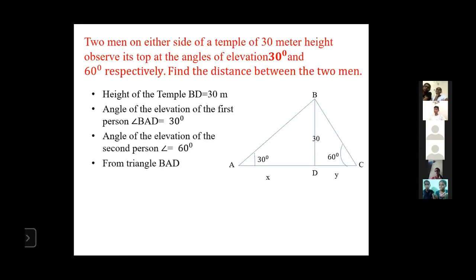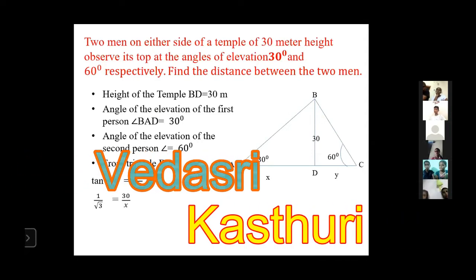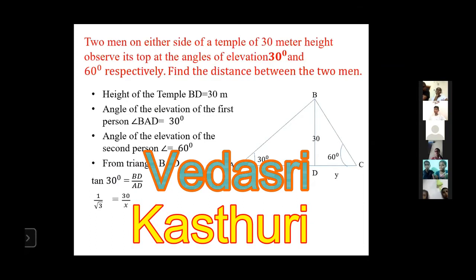Now we take the first triangle, that is BAD. For the angle A, BD is the opposite and AD is the adjacent. Here we take tan 30. Tan 30 is equal to BD by AD. So tan 30 is 1 by root 3. 1 by root 3 is equal to the height of the temple, BD.